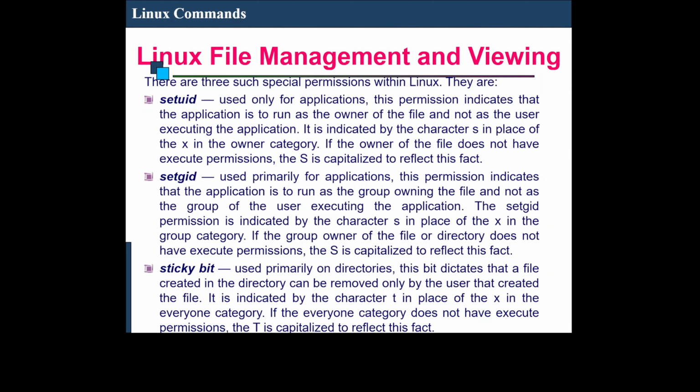Then sticky bit. This is a bit that dictates file creation and removal. So in this case, even if we are all in one group, we can't run the file unless our bits are set for that application. So those are the different permissions. How can we view them?